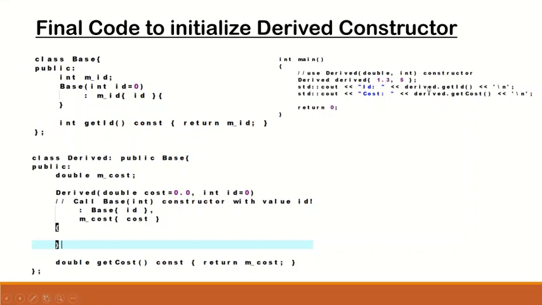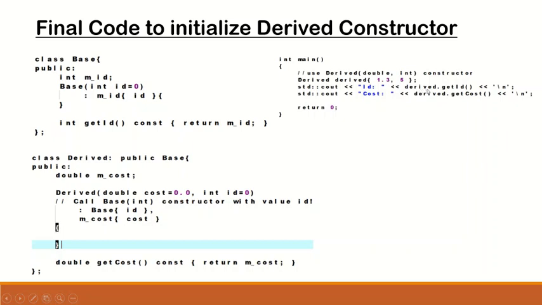We are trying to retrieve the value using getId. What is getId? getId is a public member function of the base class. As you all know, while inheriting a class from another class, the derived class acquires the behaviors as well as the properties. Here behavior means the member functions.